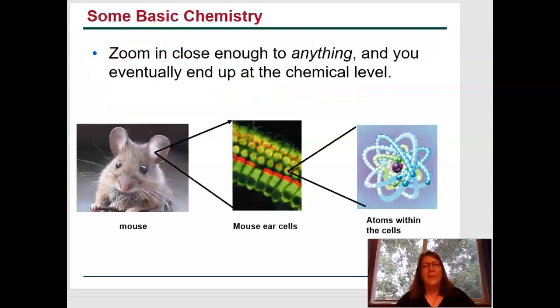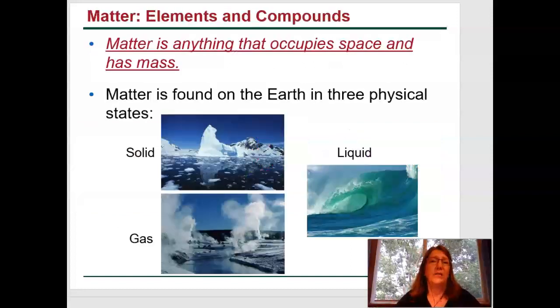Okay, so basic chemistry. If you zoom in close enough to anything, you're going to end up at the chemical level. So cute little mouse, you go into the mouse ear cells, there's going to be atoms within those cells. So our first term is going to be matter. And matter is anything that occupies space and has mass.